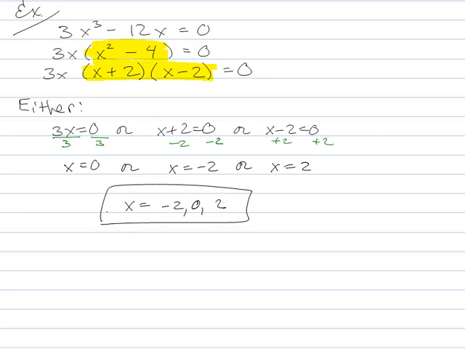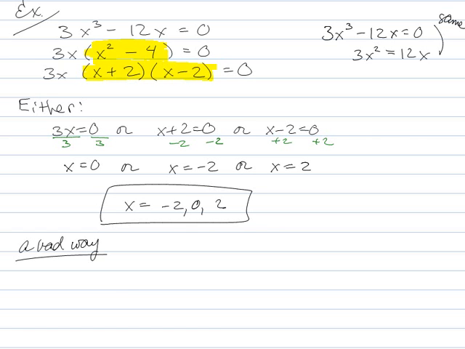Okay, now this is all well and good, but let me give you a bad way to do this problem. A bad way. All right. What if instead of giving you 3x cubed minus 12x equals 0, what if instead you got this problem? Okay, can we agree that these are the same thing? Same problem? Yeah, right? Same problem. All right. Say you were given this problem.